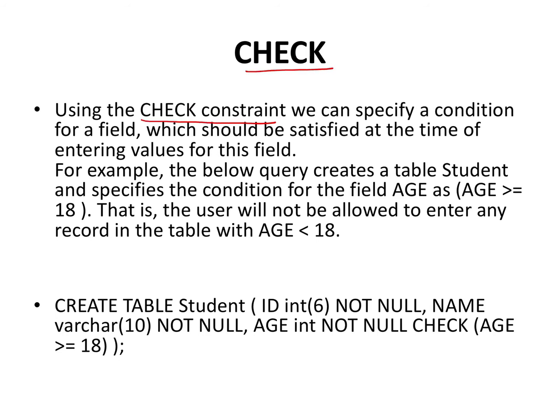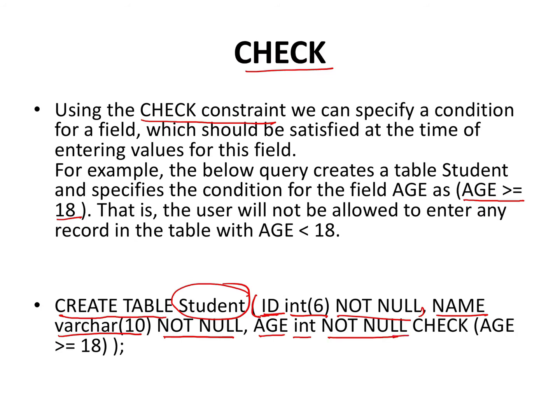What is check constraint? I can have some restriction being put on some particular column. For example, I want the age to be greater than or equal to 18. So look at the example here. Create table, table name is student. The column names in the bracket. First column data type not null, comma. Second column data type not null. Then third column data type not null.